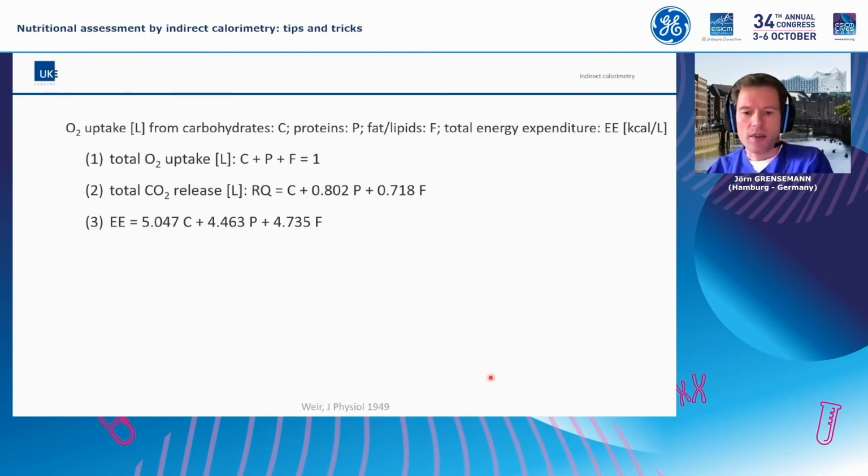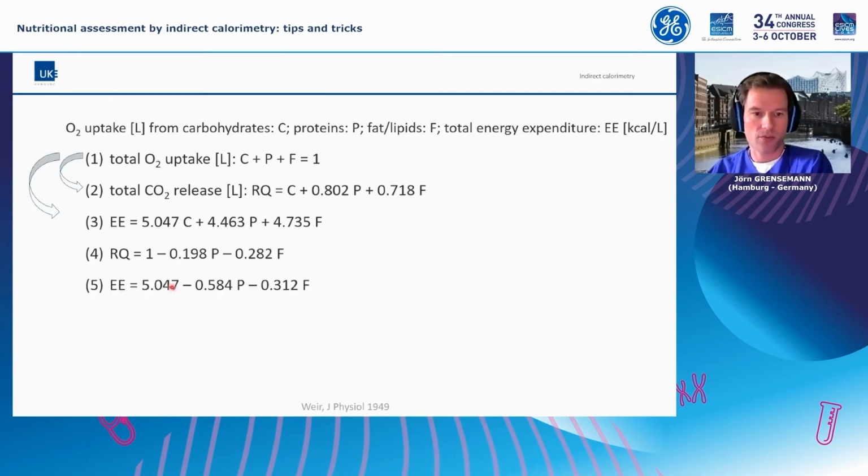So I just want to do a little bit of math to derive the so-called Weir formula from Dr. Weir. The total oxygen uptake from the different components of nutrition, and the total carbon dioxide release from the formulas I just showed, would be this. And the energy expenditure in kilocalories per liter would be this. If we insert formulas 1 and 2 and 1 and 3, we get formulas 4 and 5, which we can insert into each other, getting formula 6.